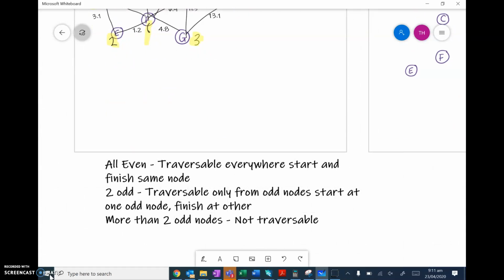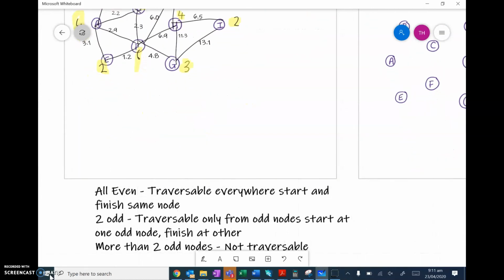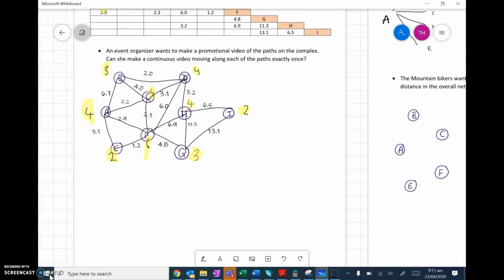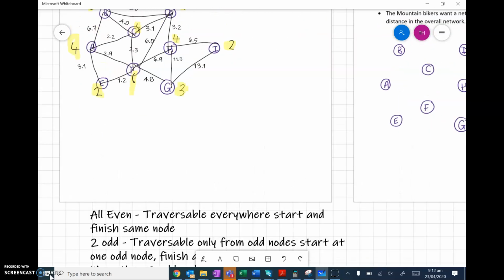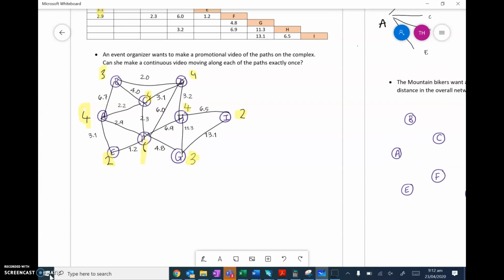If there were 2 odd nodes, it's traversable only from the odd nodes, and you start at one odd node and finish at the other. So if this was the case in this one, she could start at one of the odd nodes, film along all the paths exactly once, and finish at the other odd node. And if there were more than 2 odd nodes, it's not traversable. In this situation, she would not be able to travel along all the paths exactly once, starting anywhere. If we look at our situation, I have 2 odd nodes, on B and G.